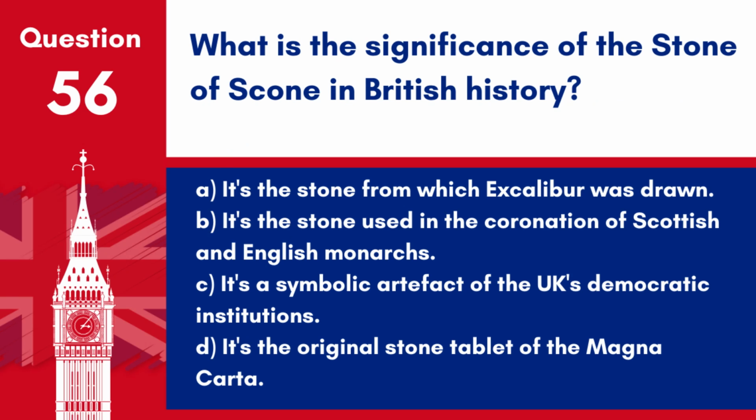Question 56. What is the significance of the Stone of Scone in British history? A. It's the stone from which Excalibur was drawn. B. It's the stone used in the coronation of Scottish and English monarchs. C. It's a symbolic artifact of the UK's democratic institutions. D. It's the original stone tablet of the Magna Carta. Answer: B. It's the stone used in the coronation of Scottish and English monarchs. The Stone of Scone has been historically used in the coronation ceremonies for Scottish and English monarchs.